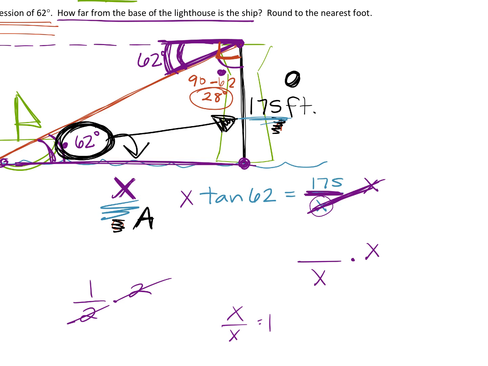Okay? So multiply by x, and now you have this. x tan 62 equals 175.